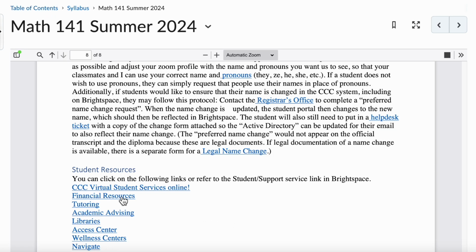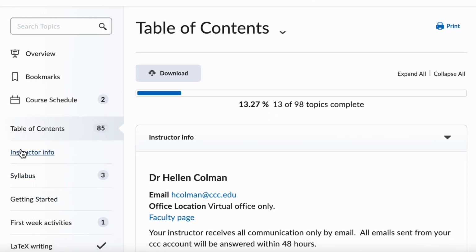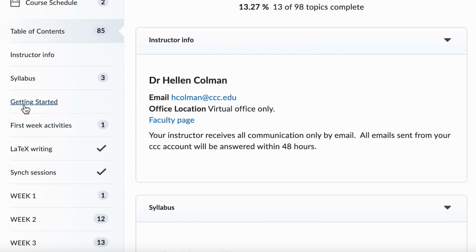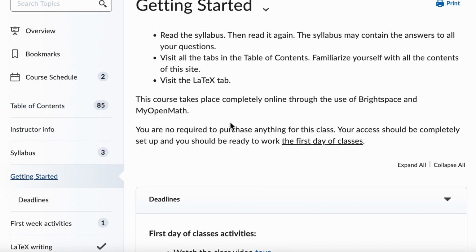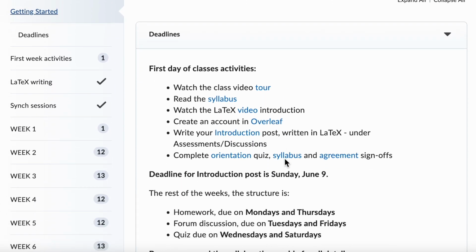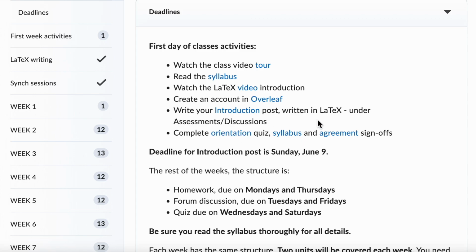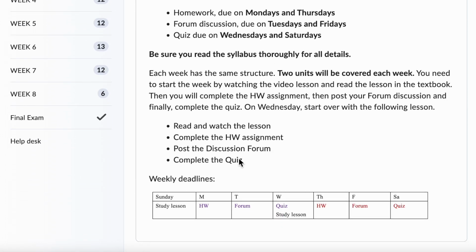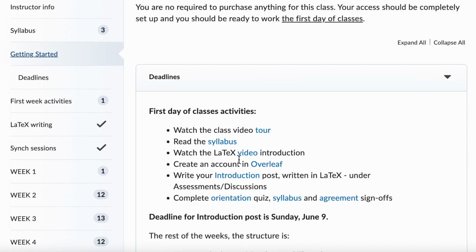Okay, coming back to the table of contents that we were visiting here, all the left navigation bar now. So we visit already these ones. So here in getting started, you have again the same thing that we said before. The first day you have to watch all these videos and create accounts, everything that is described here, and what's the structure for the rest of the week.